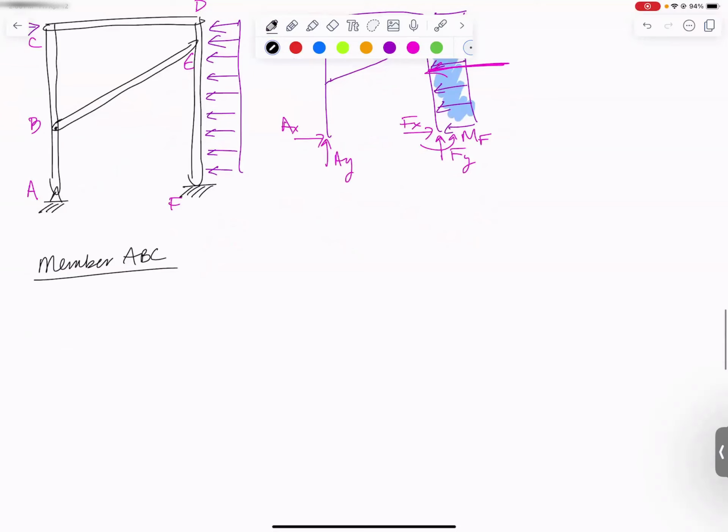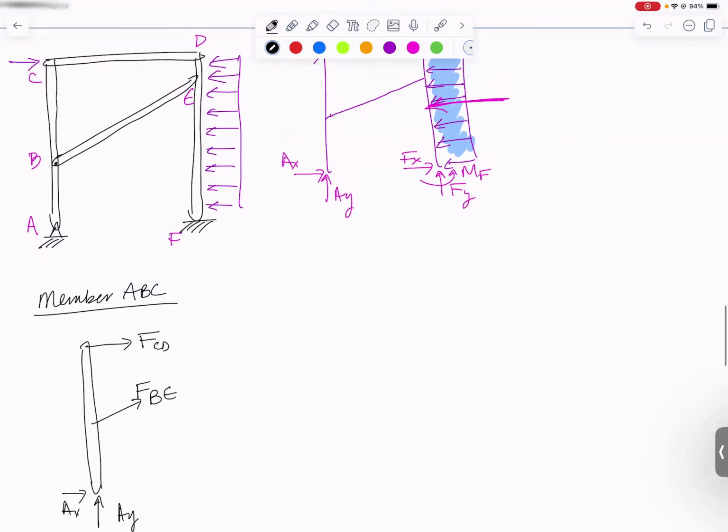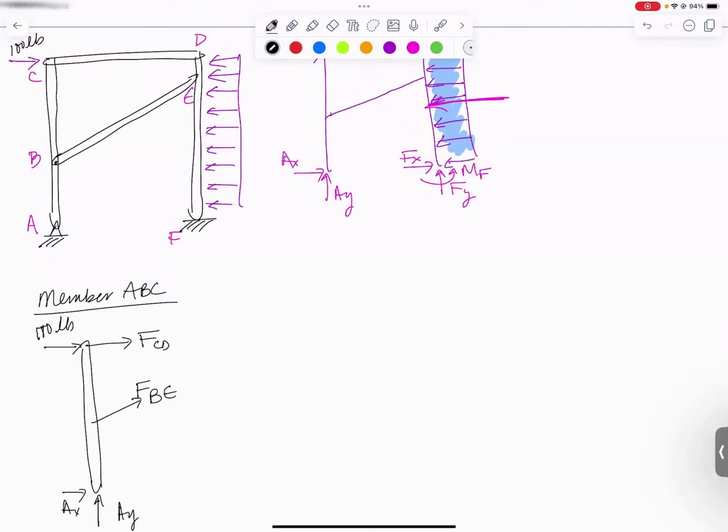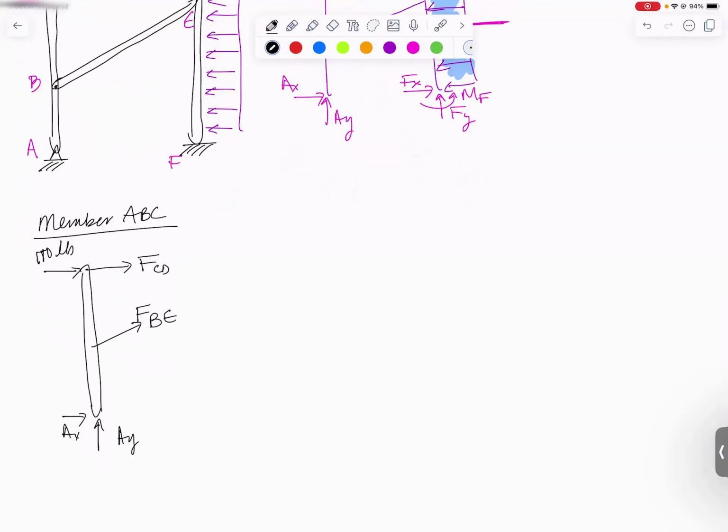Okay, member ABC looks like this. We have our AY and AX, just like in our overall diagram. At B, we're connected to a 2-force member, so I'm going to have the force in member BE right there. At CD, we're also connected to a 2-force member, so I'll have the force in member CD. And then I also have an external force right there. I don't know, make it 100 pounds. And there's my diagram. I have only 4 unknowns, so this is already looking like a better diagram. I may not be able to solve for anything, but I can write additional equations here.